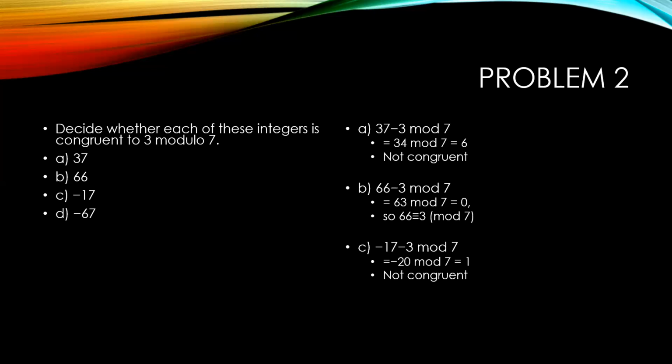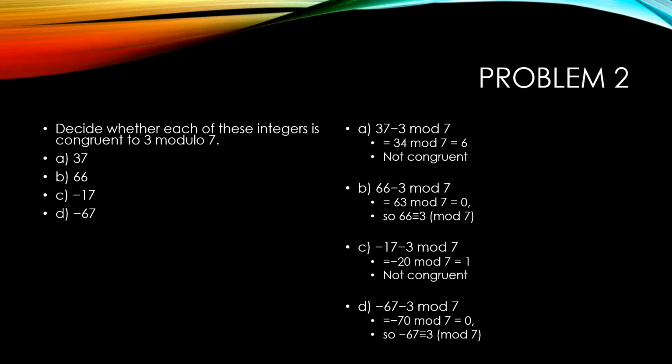Okay, for letter D, -67 minus 3 mod 7. The result will be -70 mod 7. And then the remainder is equal to 0. Since it's 0, -67 is congruent to 3 modulus 7. Okay, again, when we subtract 3 from the given and divide it by 7, the remainder should be 0 so that it will be considered as congruent to 3 modulus 7. Same as with the other examples.